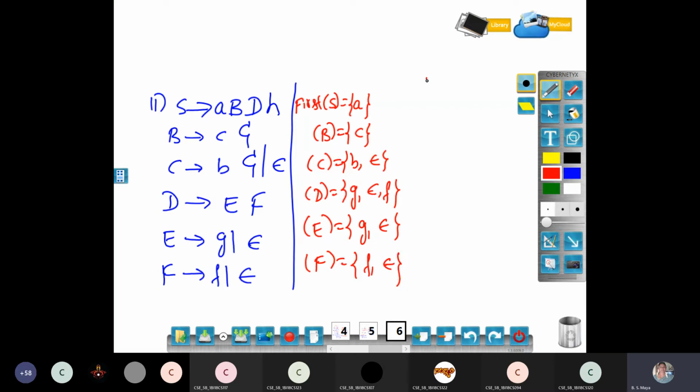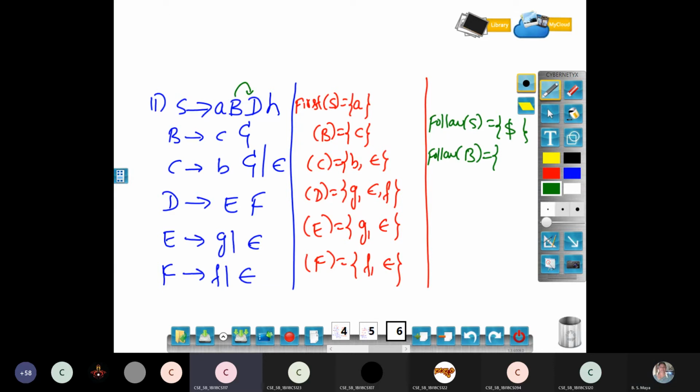Now let's go to the follow set. What is the follow set of S? Follow set of S is dollar, ma'am. Okay. After that we don't have any S on the right hand side of the production, so only dollar. Next is capital B, Vamshi. Capital B, we have a non-terminal D in the first production, so we must include the first of D, that is G and F. We must not take epsilon.